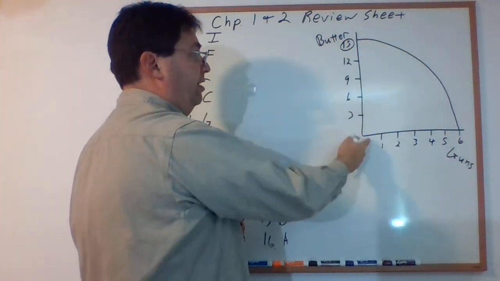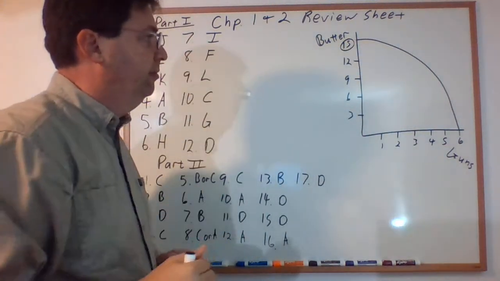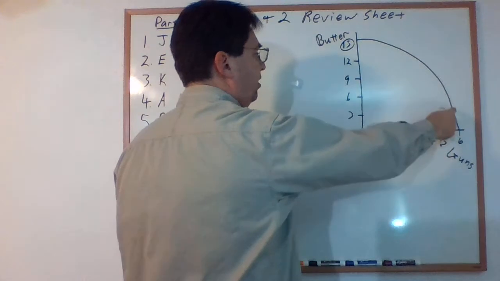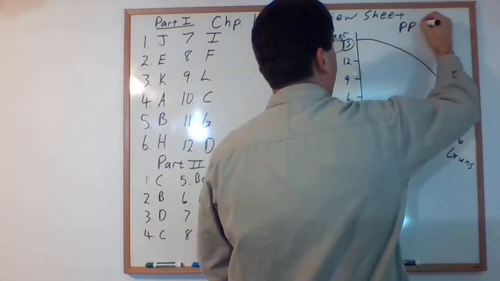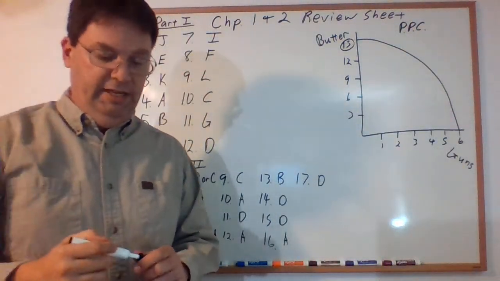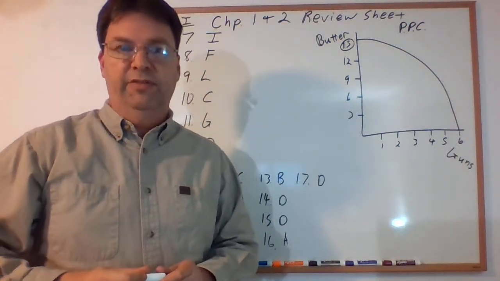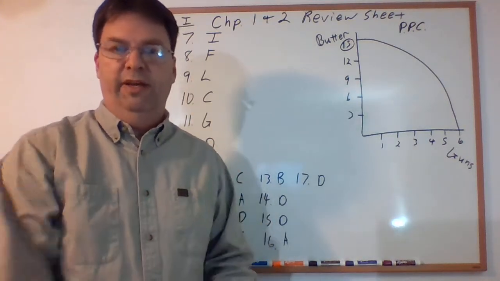I'm making no guns. I'm putting all my resources into butter. I can get 15. And if you look at here, this is our limit, our production possibilities curve. That's the limit of all of our land, labor, and capital. That's the limit of our resources that we have. So we can get 15,000 tons of butter if we put everyone and everything making butter.